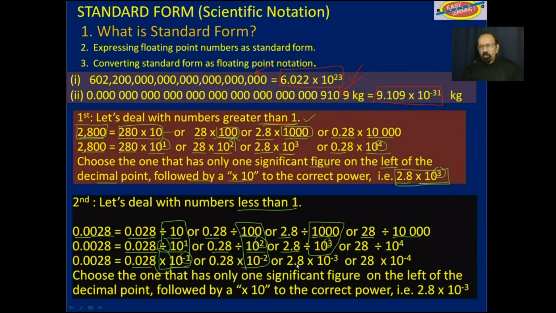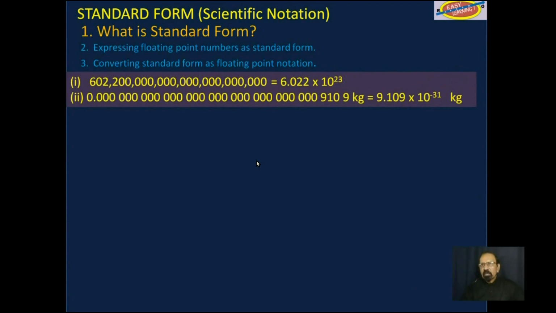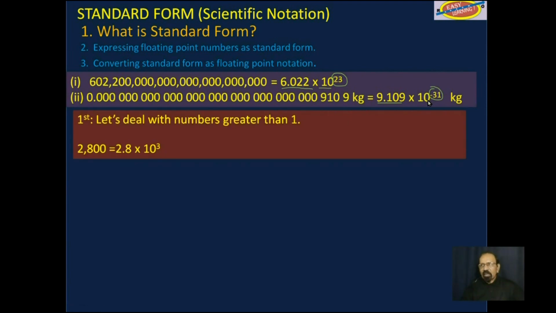So now we will choose the one that has only one significant figure on the left of the decimal point, followed by times 10, and then the correct power. In this case, if the number is less than 1, you will get a negative index. So let's look at those two again. 6.022 times 10 to the 23rd power, that's for a number greater than 1. And 9.109 times 10 to the negative 31, that's for a number less than 1.